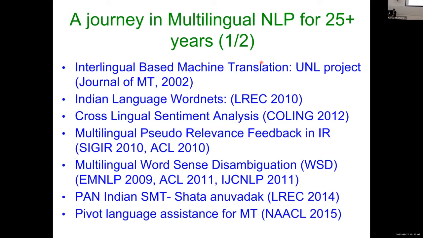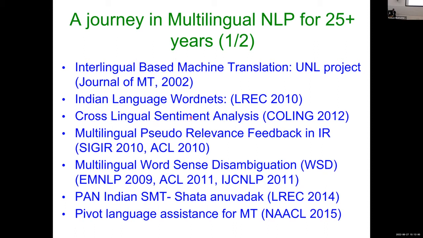Now, let me take a quick look at our journey in this world of multilingual computation for about the last 25 years. Our natural language processing activity started with what is called the UNL project. And that was interlingua-based machine translation. Interlingua-based machine translation demands complete disambiguation of the source text. And that really requires a lot of disambiguation in terms of named entities, phrase structure, lexical disambiguation, and so on.